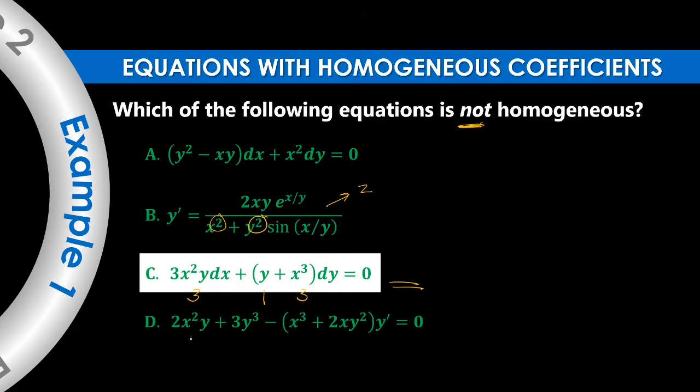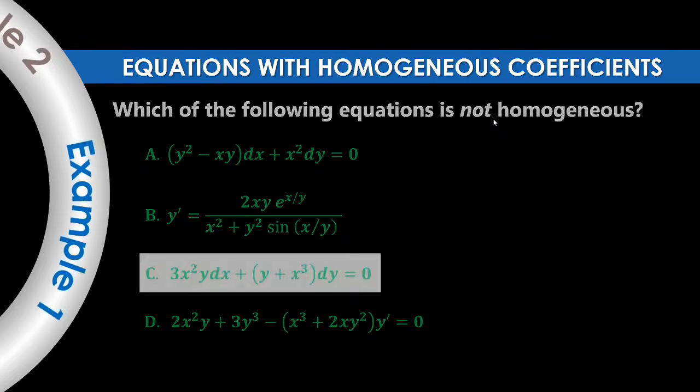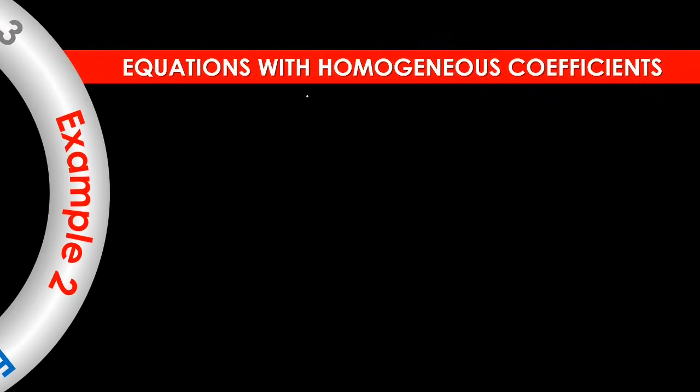Now, let us see if the fourth one is homogeneous. For the first term, the sum of the exponents is 3. The second term is also 3, and the last term is also 3. So it's homogeneous with a degree equal to 3. That's it. Now we already know how to tell if a first-order equation is homogeneous. Our next goal is to actually solve equations having homogeneous coefficients. Let us solve example number 2.